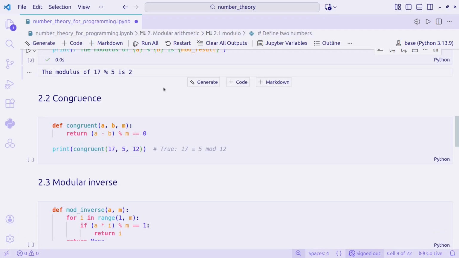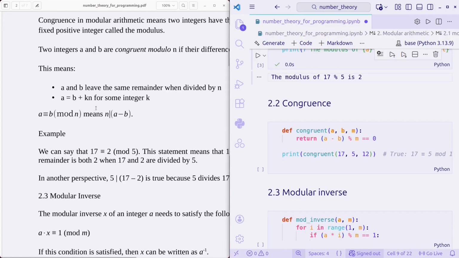And I can check for congruence of A and B with modulo m. So I can make a function to put A, B, and m into the function parameter. And according to the definition here, I just need to check whether A minus B divided by m would have a remainder of 0 or not. So we are talking about this definition, okay? Or this part, okay? So if A minus B divided by m would have a remainder of 0, it means that A and B would be congruent with modulo m, okay?